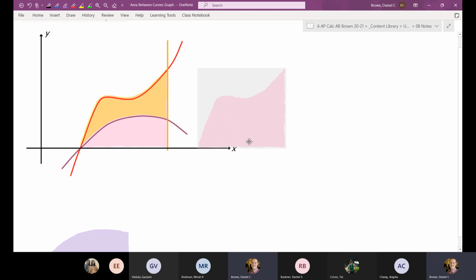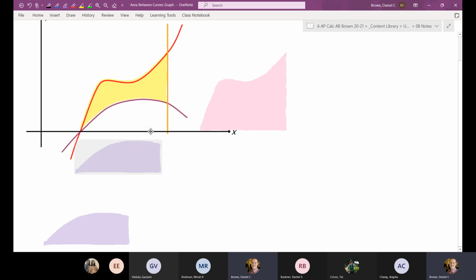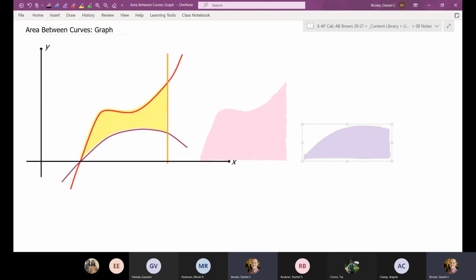And if I want to find the yellow region, I would have to subtract off the area underneath that purple curve. Basically you're going to have a bigger area minus a smaller area. And then what's going to be left over is the area between the 2 graphs.